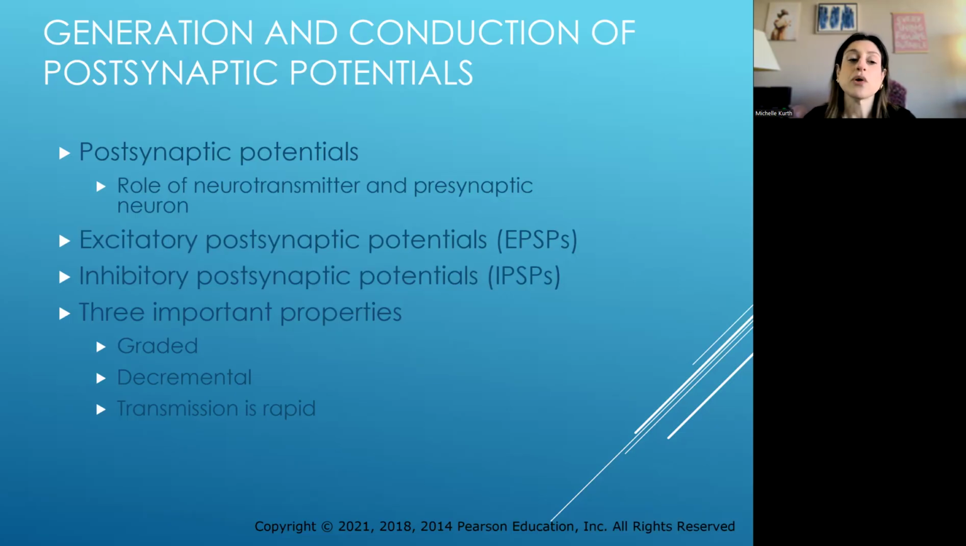There are also 3 important properties that I want to talk about: graded, decremental, and transmission is rapid. Graded: postsynaptic potentials are not all or nothing like action potentials. They can be small or large, depending on how much neurotransmitter is released. Decremental: they fade as they travel, like ripples in water getting smaller and farther out as they go. And rapid: it happens really, really fast. Neurons have to keep up with thousands of inputs every single second, so the process is lightning quick.